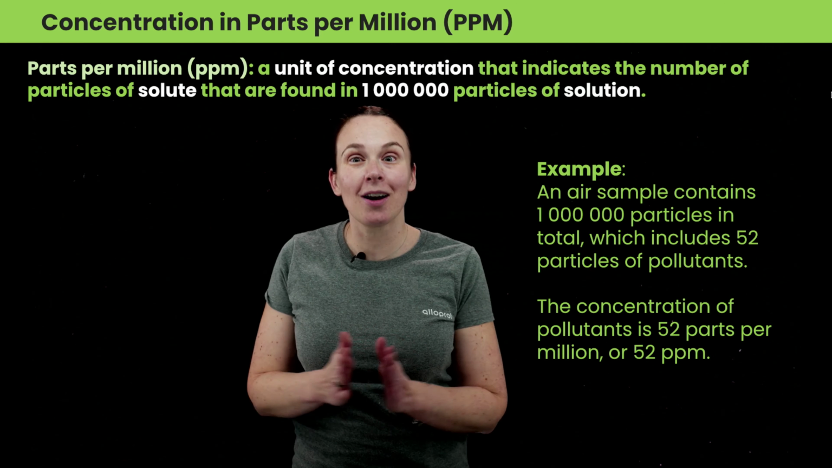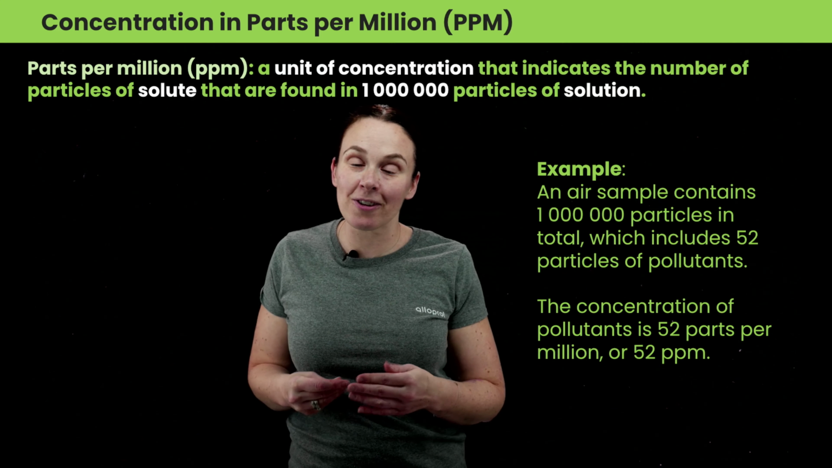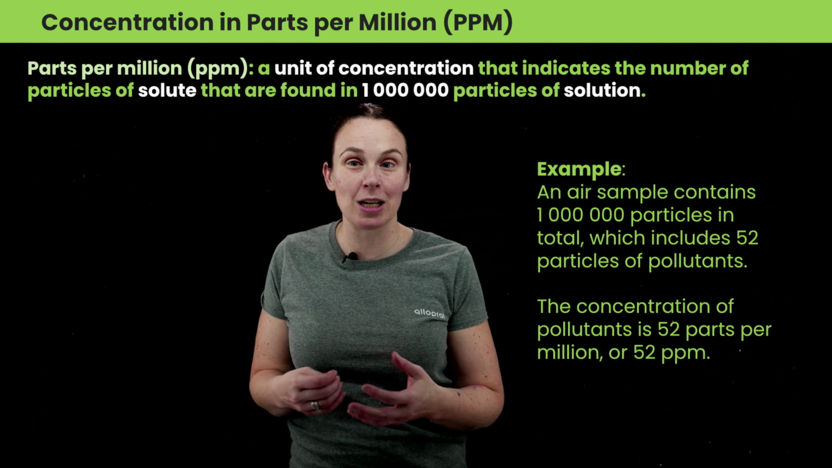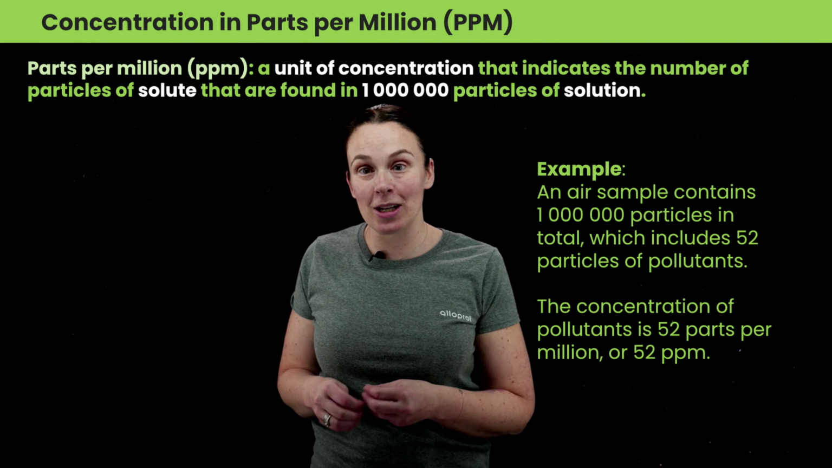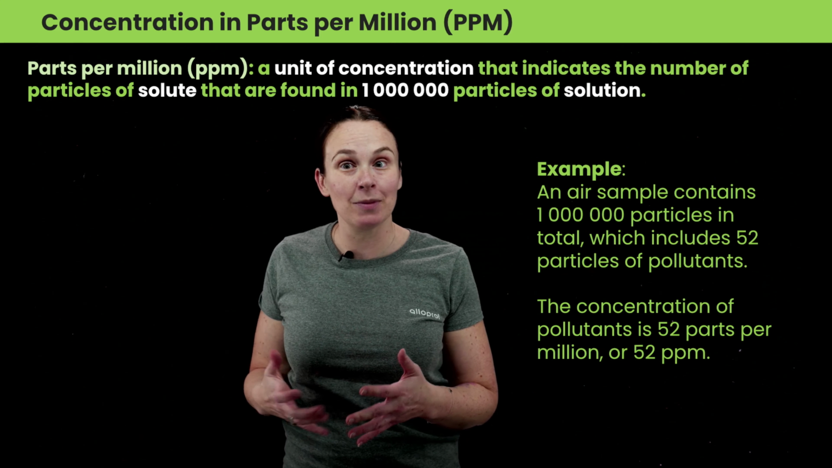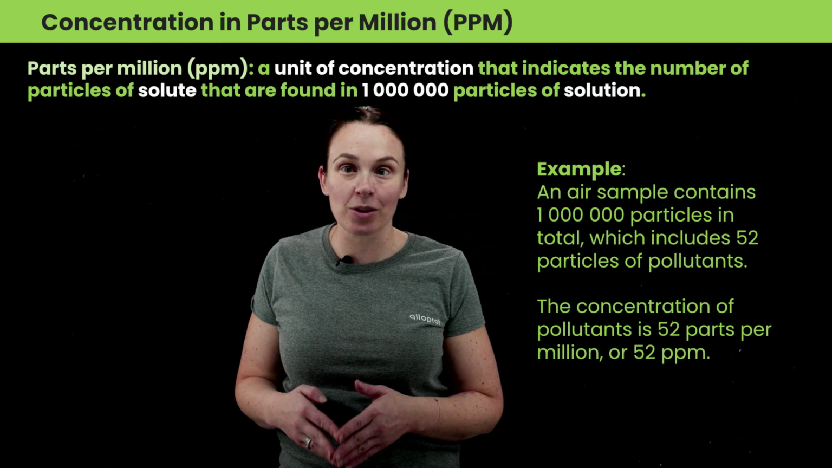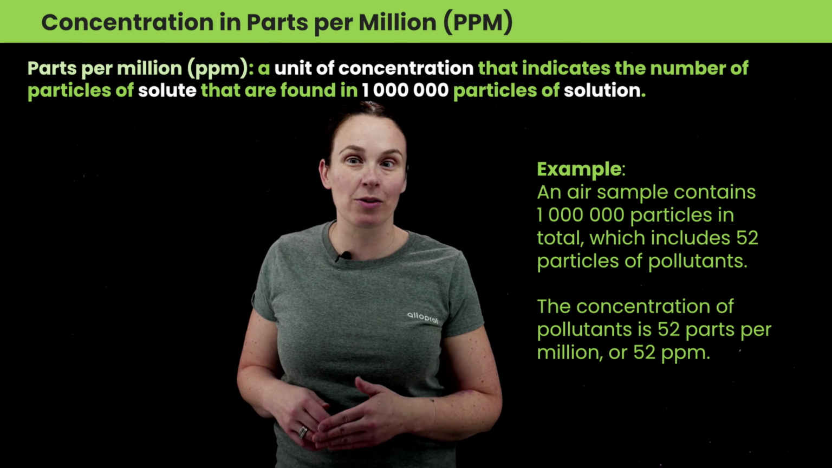But sometimes the concentration of particles is so incredibly small that we need a different type of unit of measurement. Like, for example, when scientists are trying to take readings of pollutants in water or in air, and that measurement is called parts per million, ppm. And it's a unit of concentration that indicates the number of particles of solute that are found in 1 million particles of solution. So it's a very small amount of concentration.